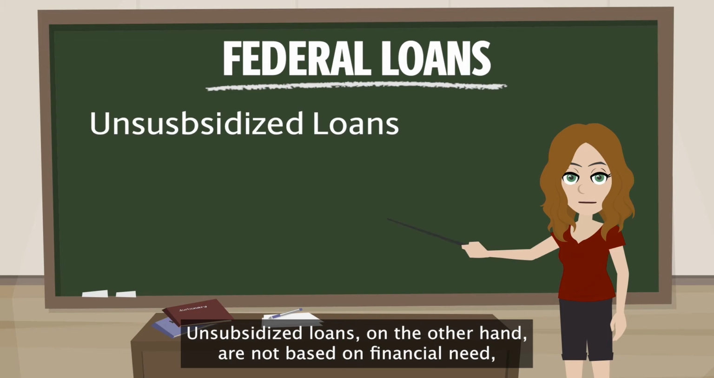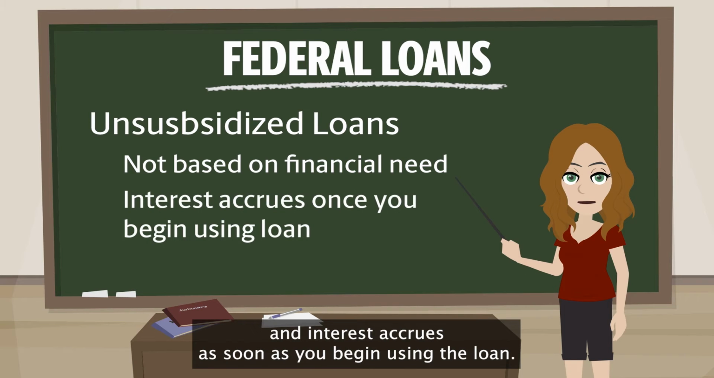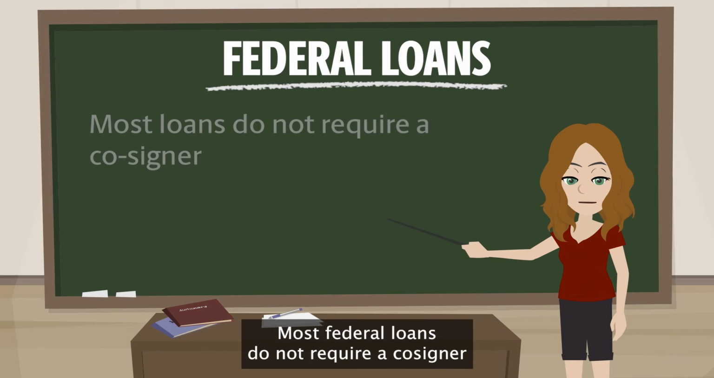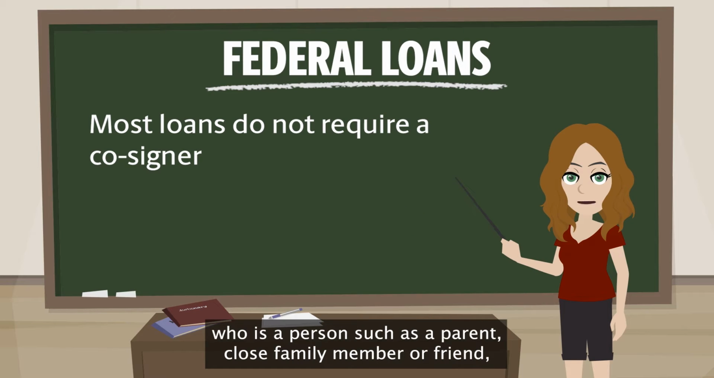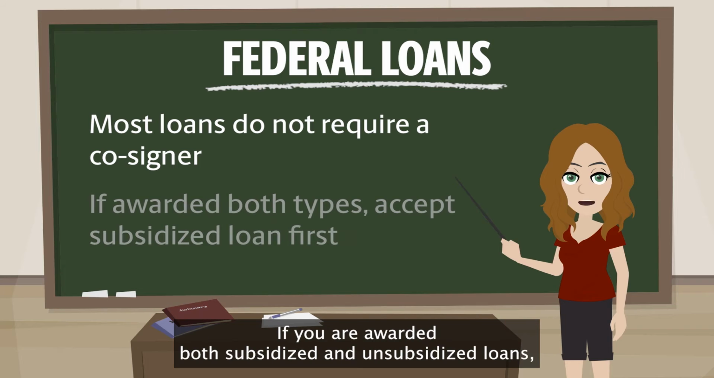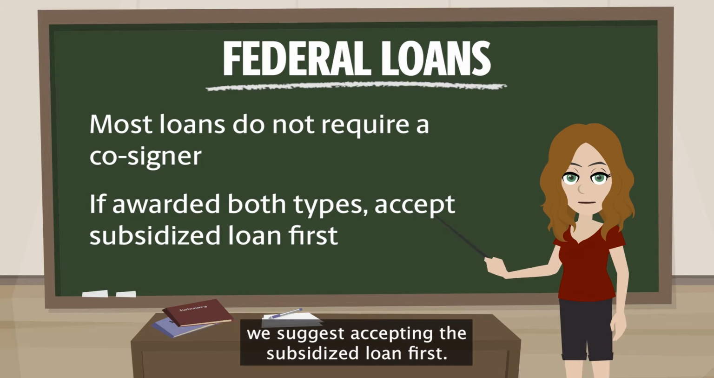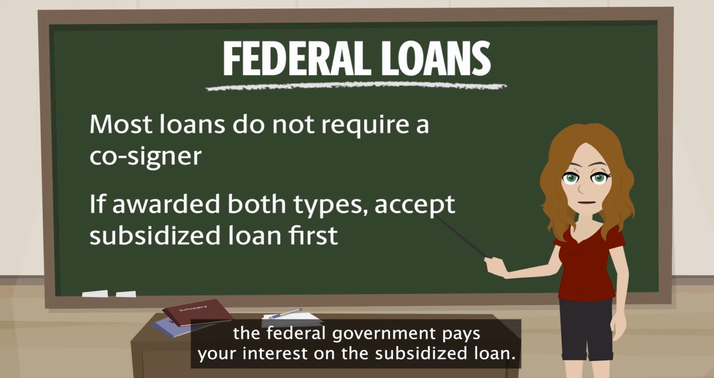Unsubsidized loans, on the other hand, are not based on financial need, and interest accrues as soon as you begin using the loan. Most federal loans do not require a cosigner, who is a person such as a parent, close family member, or friend who pledges to pay back the loan if the student cannot. If you are awarded both subsidized and unsubsidized loans, we suggest accepting the subsidized loan first. The reason is because while you're in college, the federal government pays your interest on the subsidized loan.